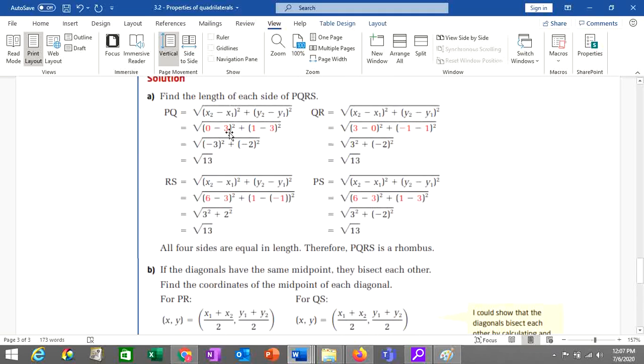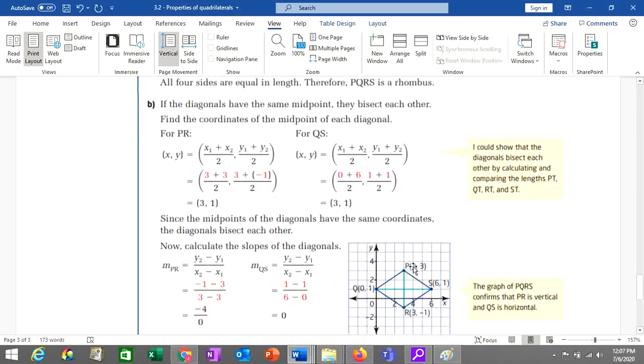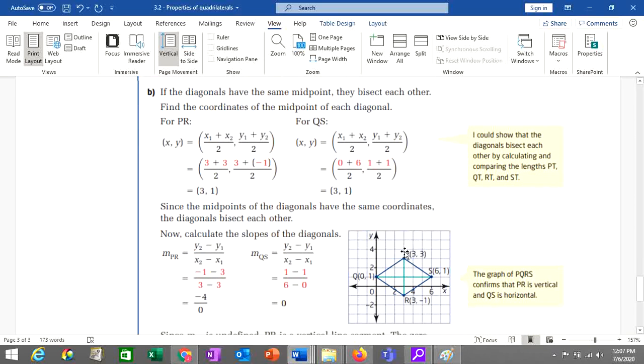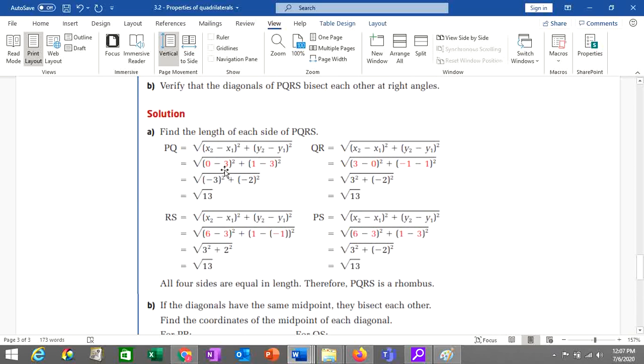Plug them into the formula, and you end up with the root of 13 as this length of PQ. You do that for the other sides, PS, SR, QR, and you find that they're all root 13 when you sub in those points. So that tells you that all sides are the same length, so therefore PQRS must be a rhombus. And you've solved part A.